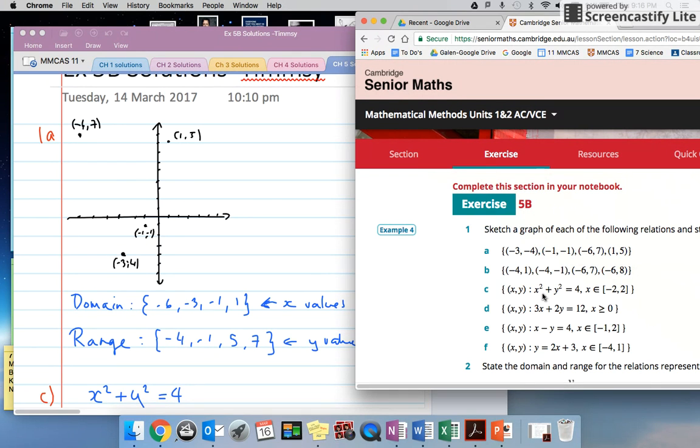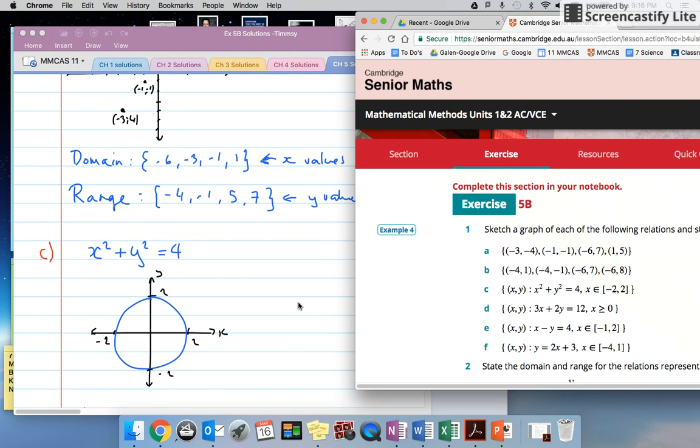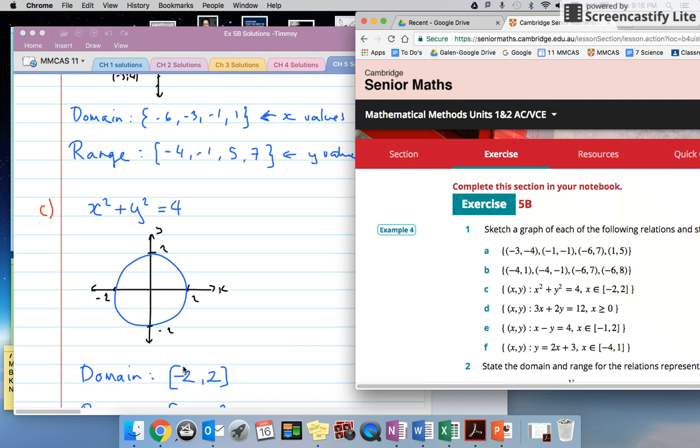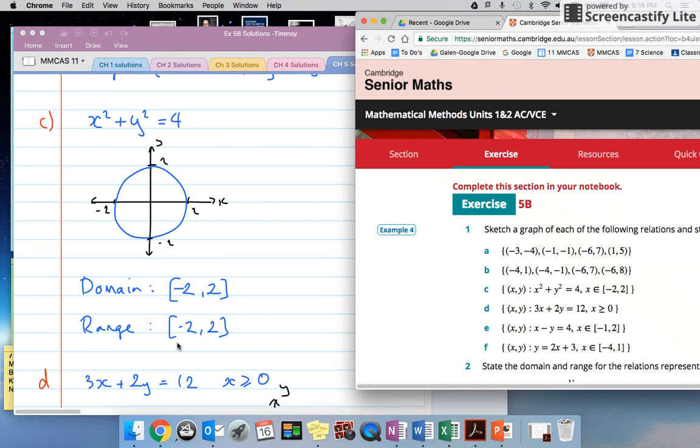If we drop down to question C over here, so it's x squared plus y squared equals 4. So you know how to draw a circle. So there's our circle. So if we think about what our domain is, our x values, so that goes from there to there. It includes those, so we put our little square brackets in. Our range is the same, so we put our square brackets in.